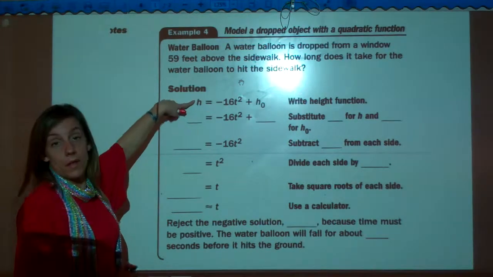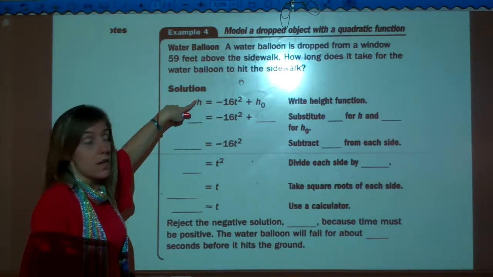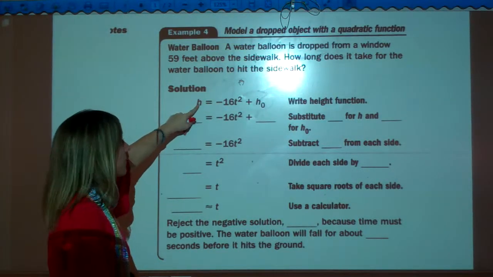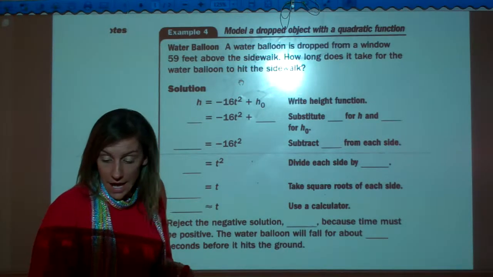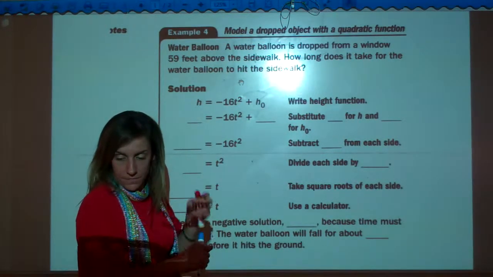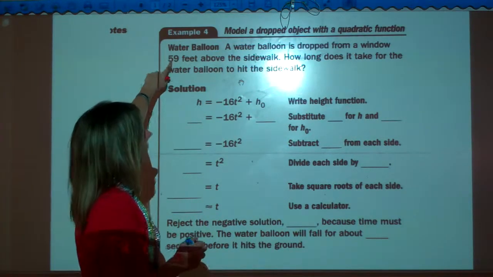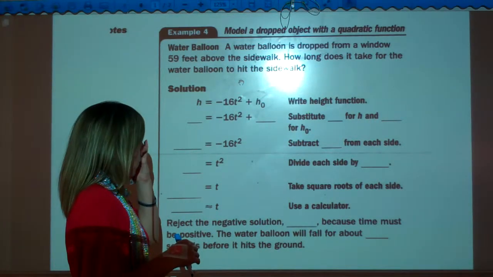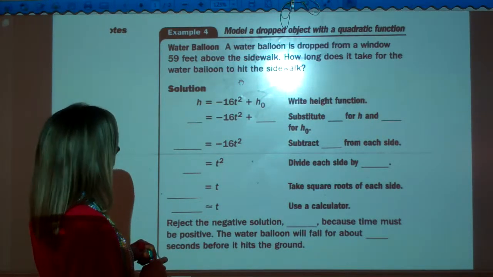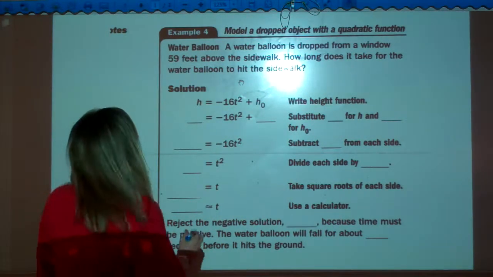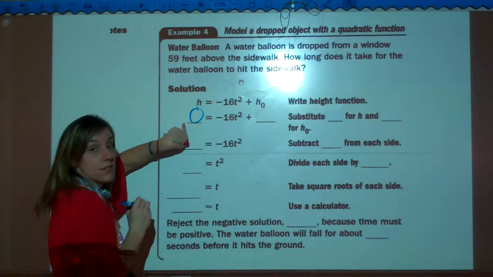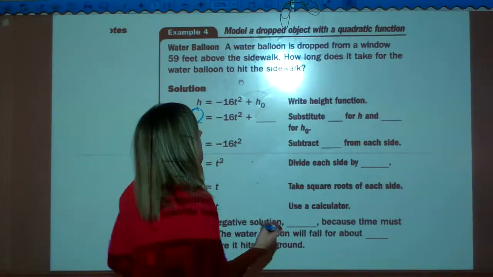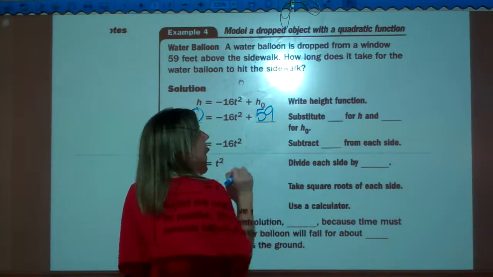So here is the formula, okay? And I've seen this formula before, so it might be a formula that you come across a bunch of times. Substitute the height, which is 59. And how long does it take to reach the ground? All right, so we want to know when it hits the ground. So that's 0. And where it's starting, that's what H sub 0 means. It's starting at 59.